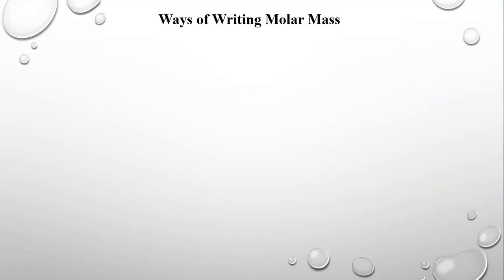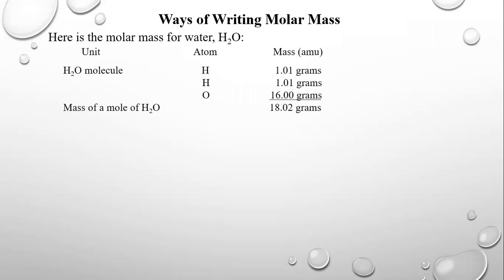Okay, so here are some ways of writing molar mass. Here is the molar mass for water, H2O, and we've already calculated that. It's 18.02 grams per mole, meaning if you have 6.022 times 10 to the 23rd water molecules, they are going to weigh exactly 18.02 grams.